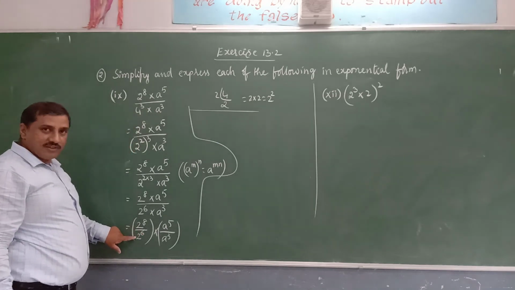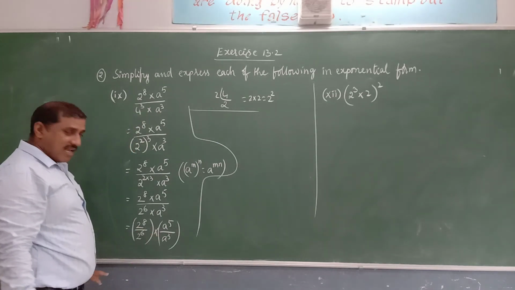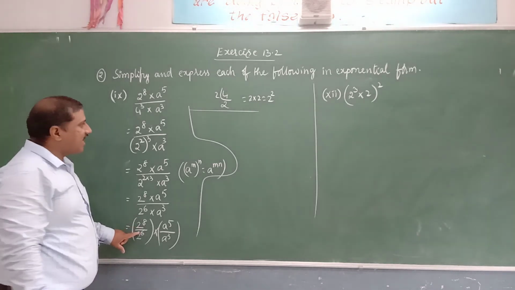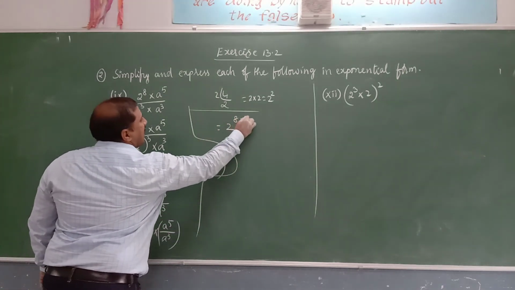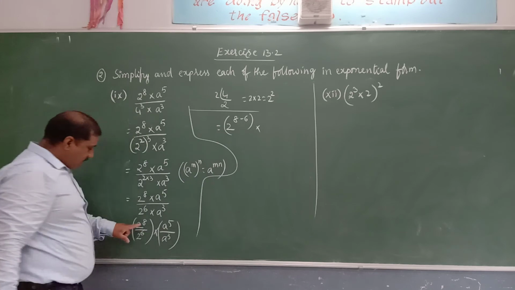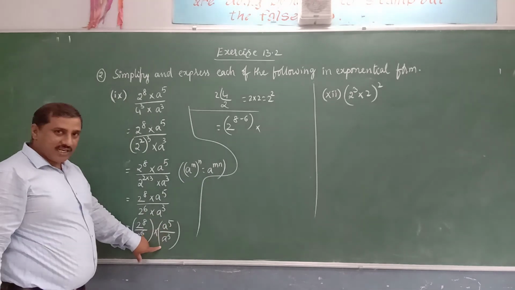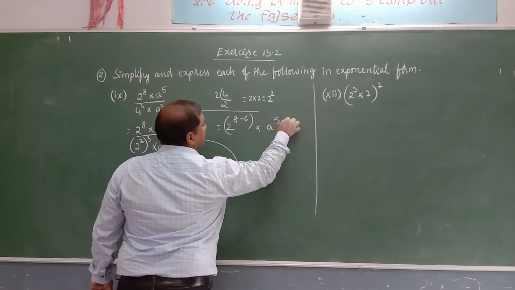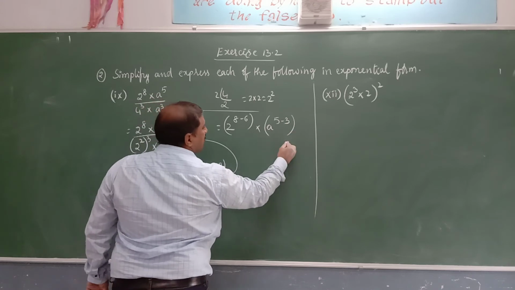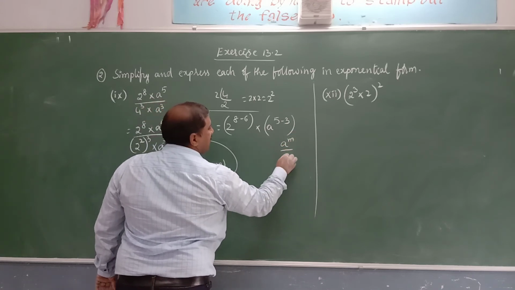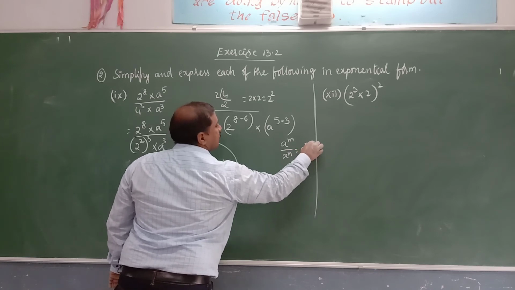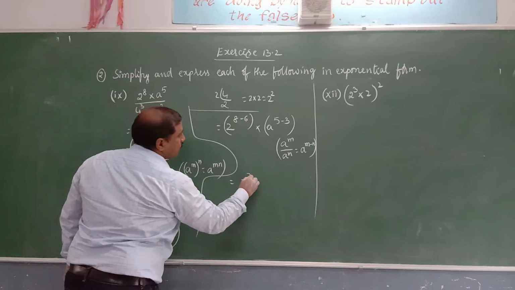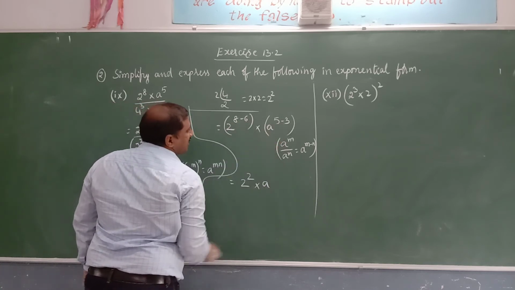For this we can apply the second law of exponents, and for this also we will apply the second law of exponents. When we apply it for 2 to the power of 8 divided by 2 to the power of 6, we get 2 to the power of 8 minus 6, into a to the power of 5 minus 3. So what law did we use? It is a power m divided by a to the power of n, that is equal to a to the power of m minus n, that is equal to 2 to the power of 8 minus 6 is 2, into a to the power of 5 minus 3 is 2.